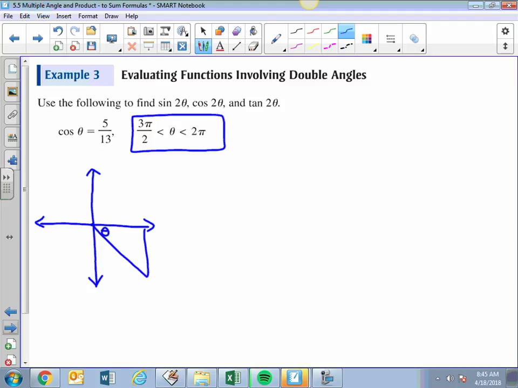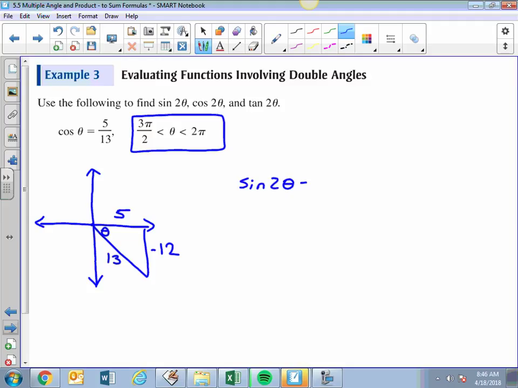This side here would be a 5. Hypotenuse would be a positive 13. This is going to be a 5, 12, 13 triangle. It's a Pythagorean triple. So that side then would have to be negative 12 since we are in the 4th quadrant. So, ways that we need to solve this.